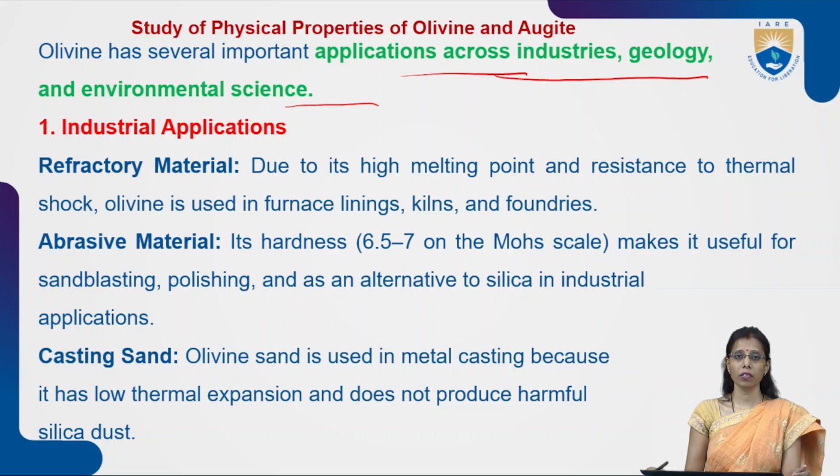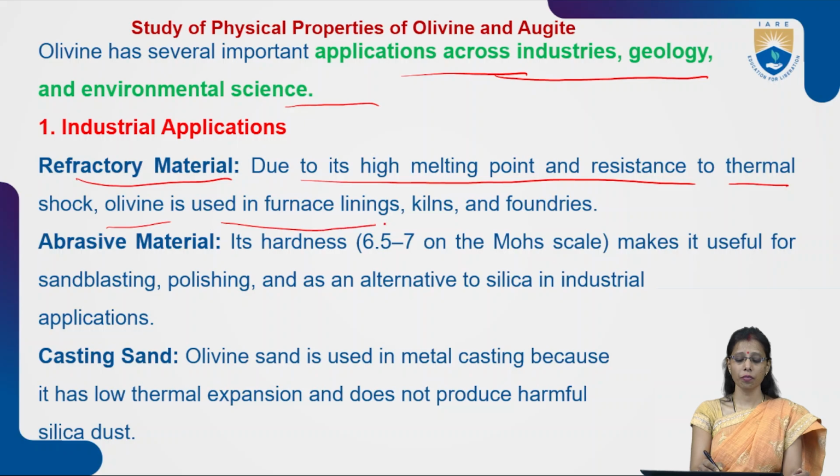If we talk about the industrial applications, first, as a refractory material. Due to its high melting point and resistance to thermal shock, olivine is used in furnace linings, kilns and foundries. So these are the huge industrial applications of olivine. Basically it has a high melting point, that's why it has resistance to thermal shock, and olivine is used in furnaces as a lining.